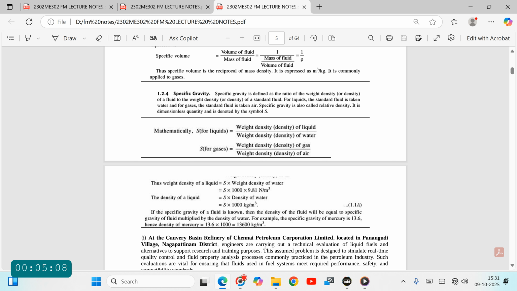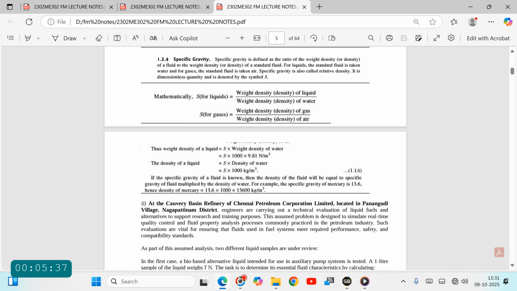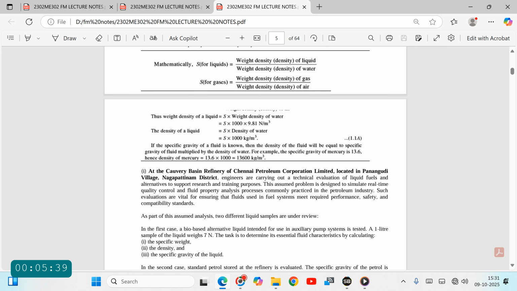Specific gravity of standard water is 1, because the weight density of water divided by the weight density of water, 1000 by 1000, gets cancelled. The value is S equal to 1. Like that, specific gravity of mercury is 13.6, because the density of mercury is 13,600 divided by the standard fluid, water, with density 1000. So 13,600 divided by 1000 is 13.6. We will get the value of 13.6.